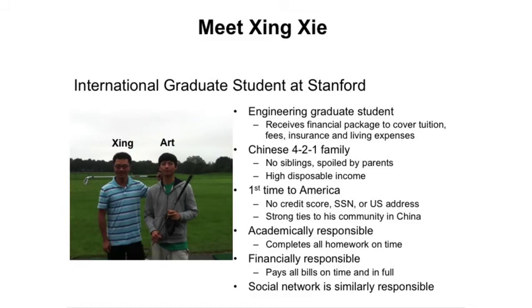And so they were putting together their archetype. And this was just a definition of meet this student, and here's who they are, and here's their family, and oh, this is their first time in America. And because it was about providing financial services to foreign students, they actually understood something about their credit score, about social security number, U.S. address, whether they were responsible academically and financially, and whether their social network was responsible.